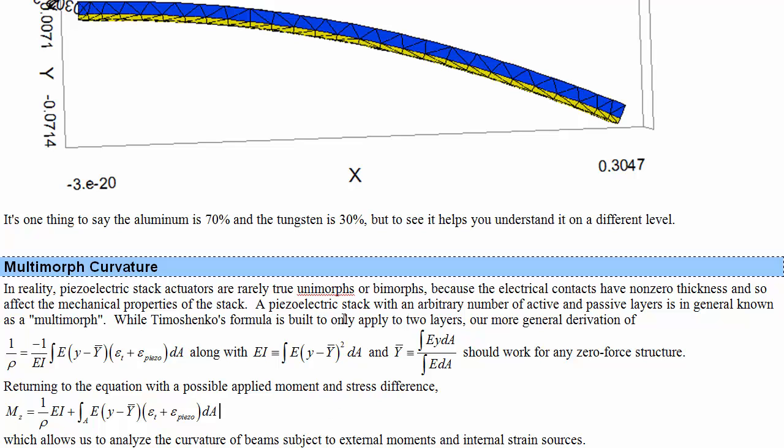You could even have a continuously varying Young's modulus along the length, continuously varying piezo or thermal strain along the length. And in fact, you don't even necessarily have to set the moment equal to 0. You could analyze it in response to additional moments as well to find out the total deformation. Great.